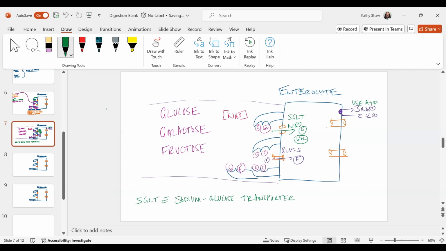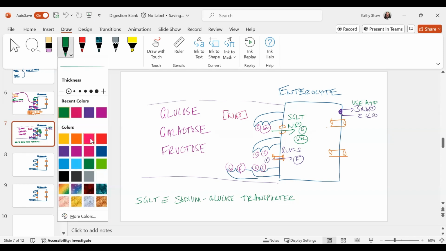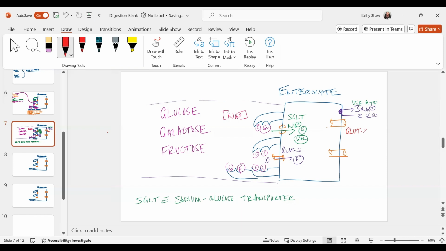So we have another transporter. We have what's called, running out of colors, we'll go red, a GLUT2 transporter. That's supposed to be these things. And it's not specific to anything. What the GLUT2 transporter is going to do is take the glucose, take the galactose, take the fructose, and all 3 of those can use the GLUT2 to go into the bloodstream. So that's how we get all of these things into the bloodstream.